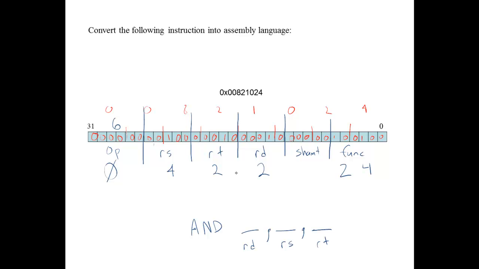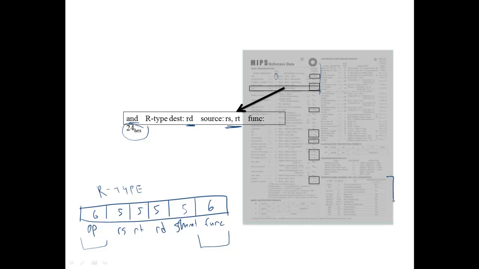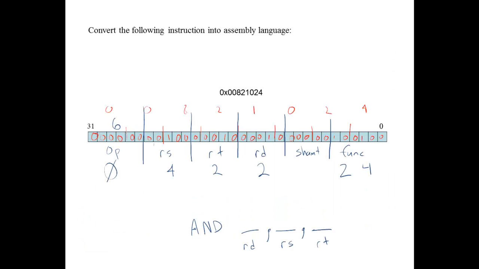So what we need to do is convert these numbers into register specifiers. So we can return to our MIPS data reference, and again, this table down here lists registers, and we can scan this table looking for the numbers 2 and 4. And what we see is that register 2 corresponds to V0, and register 4 corresponds to A0. And that's true for both of these, so we just need to match them up. RD was the destination, so that's going to be V0. RS is the first source, so that's A0, and RT is the second source, so that's V0. So there is our instruction.